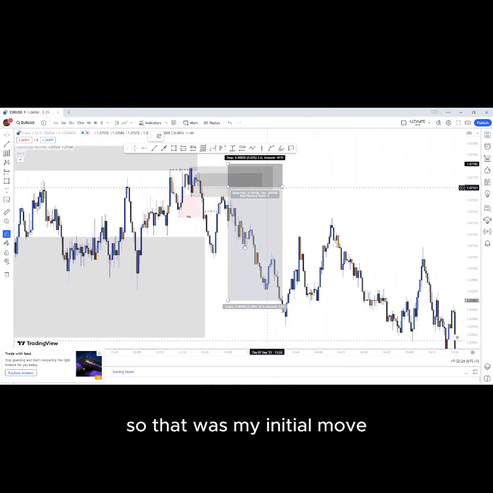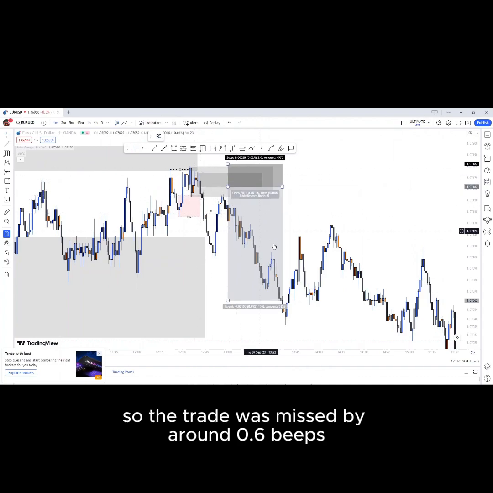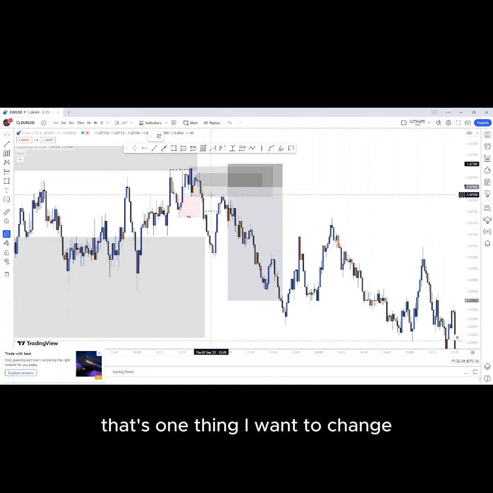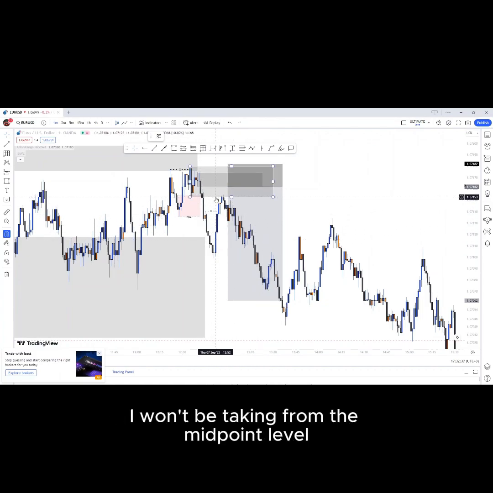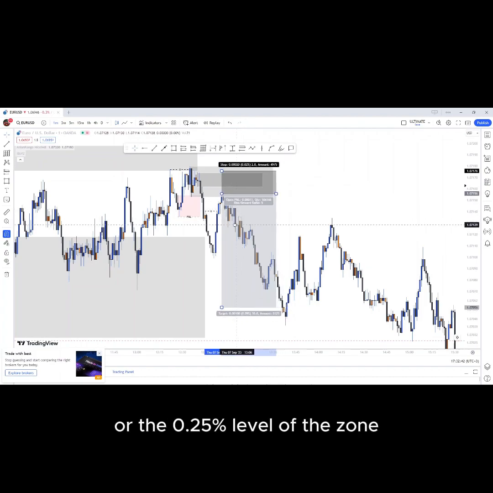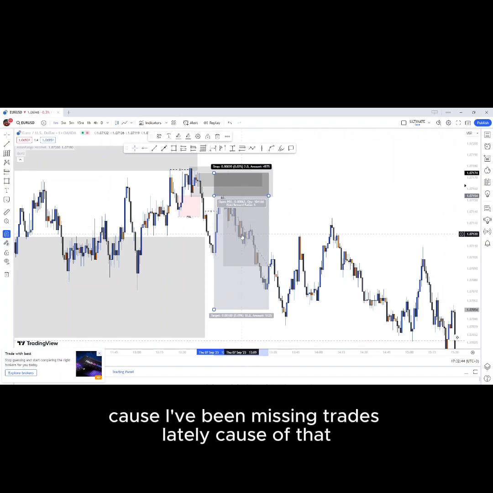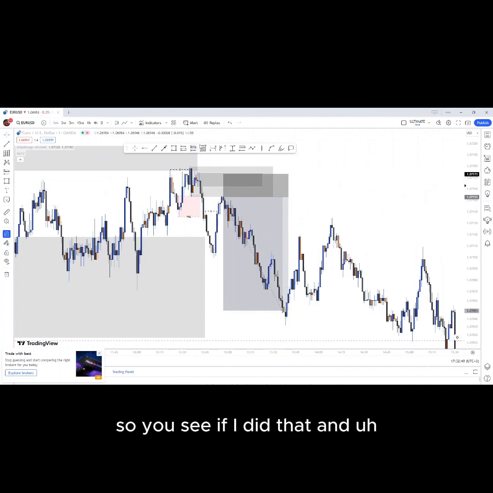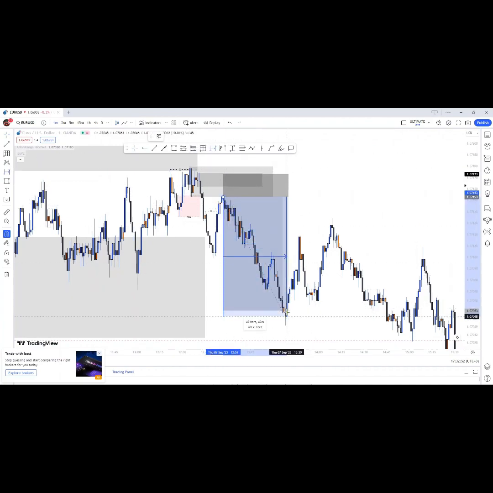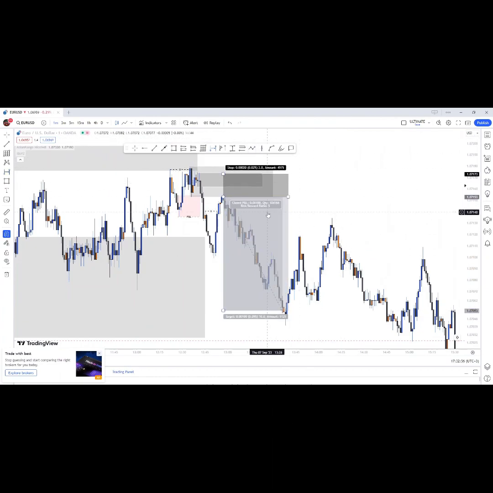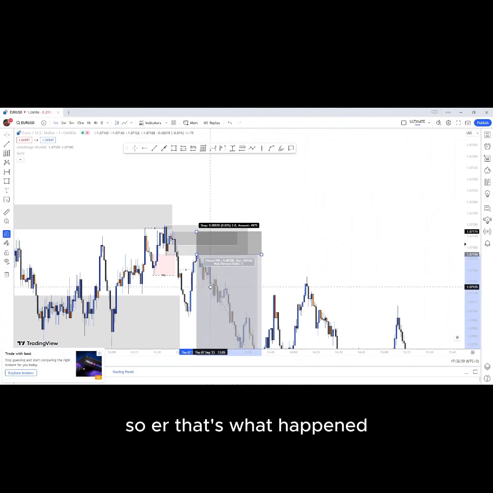So that was my initial move. The trade was missed by around 0.6 pips to the entry, and that's one thing I want to change. I will be taking from the distal level. I won't be taking from the midpoint level or the 0.25% level of the zone. I'll just be taking this because I've been missing trades lately because of that. So you see, if I did that, I would have held this trade for around 40 minutes and hit TP. So that's what happened.